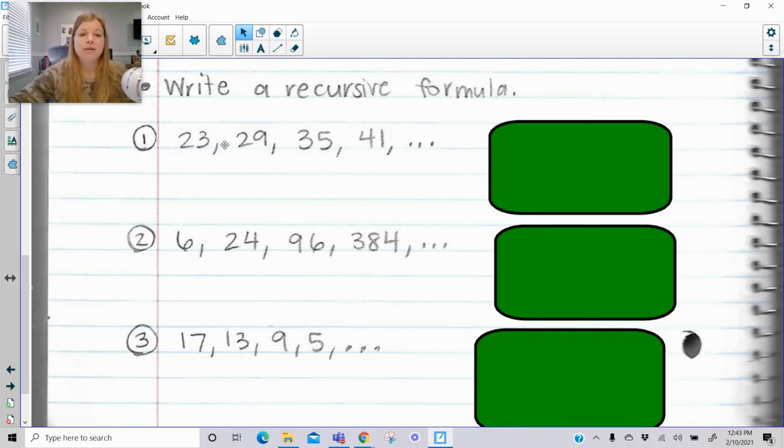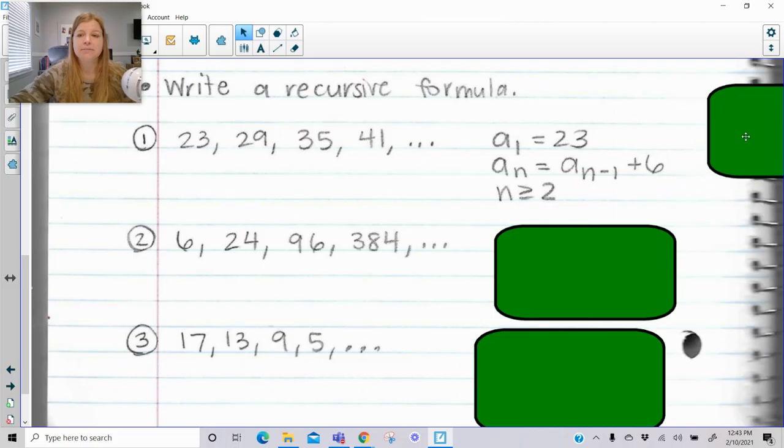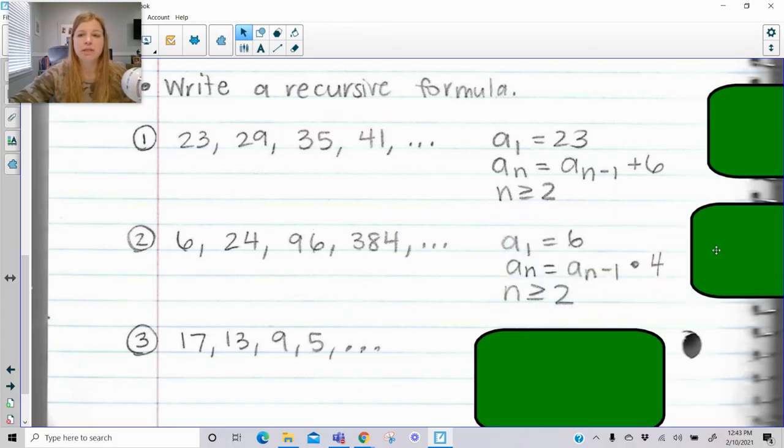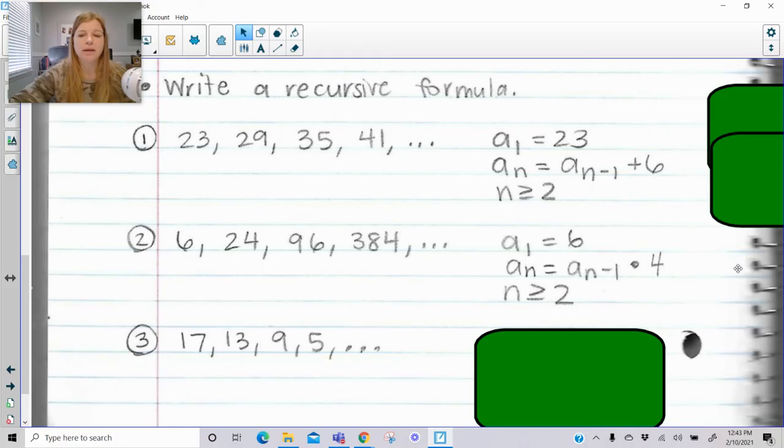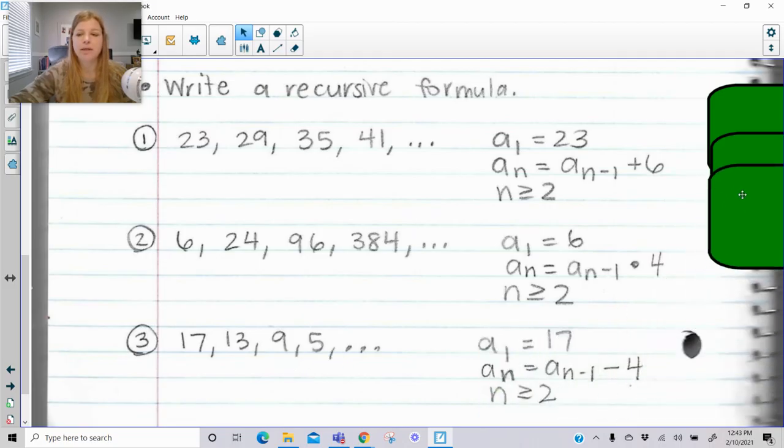So, okay, the first one. So this is definitely an arithmetic sequence. It's increasing by 6. And so this is what my formula would look like, the 3 parts. The second one is definitely multiplying by 4, so it's geometric. And that's what my answer would look like there. Of course, the 4 and the a sub n minus 1 can be reversed. And then the last one is definitely arithmetic. It's decreasing by 4. And that's what it would look like.